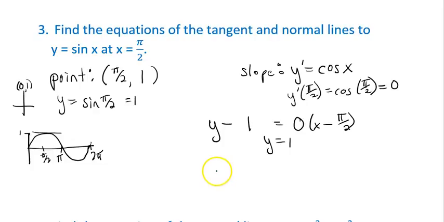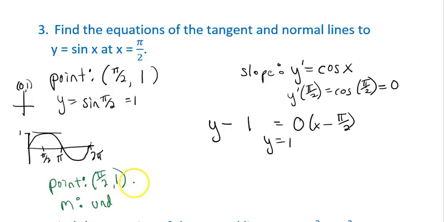Okay, now we're going to do the normal line. The normal line is going to use the same point because they both cross at that same point. But it's going to use the negative reciprocal slope. Well, what's the negative reciprocal of 0? The opposite of 0 is kind of a special case, so it's undefined.